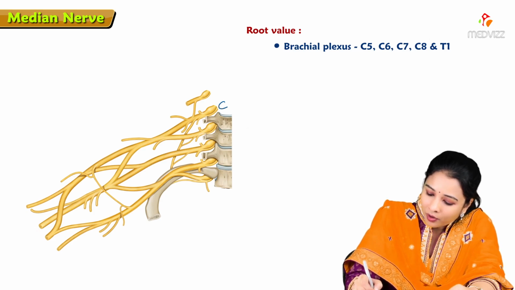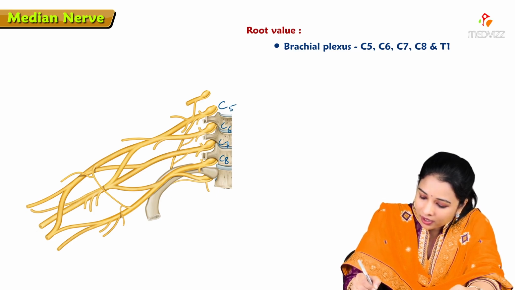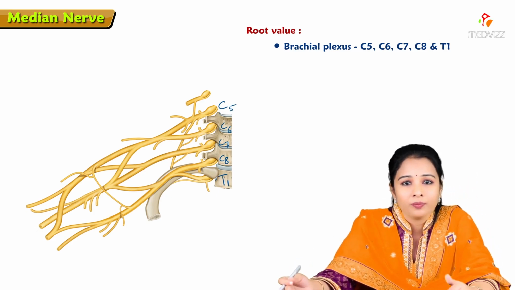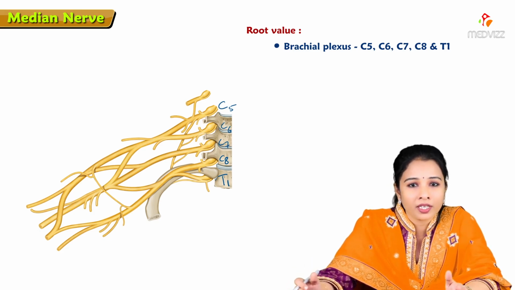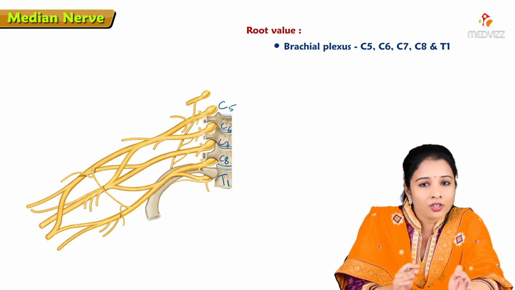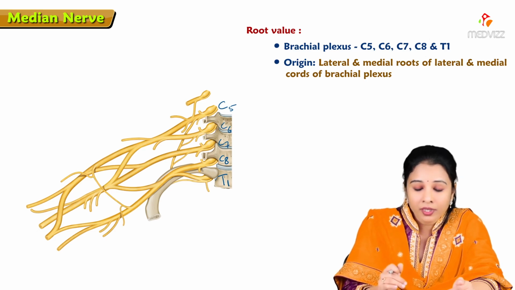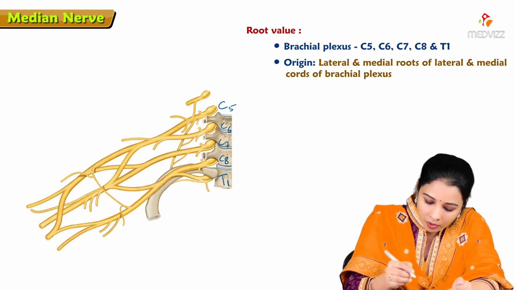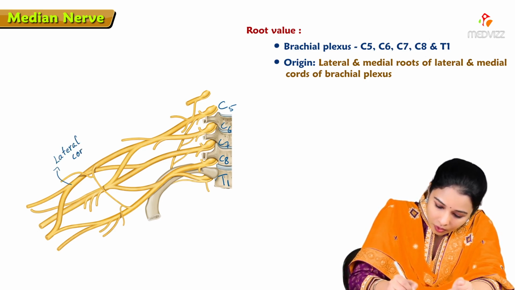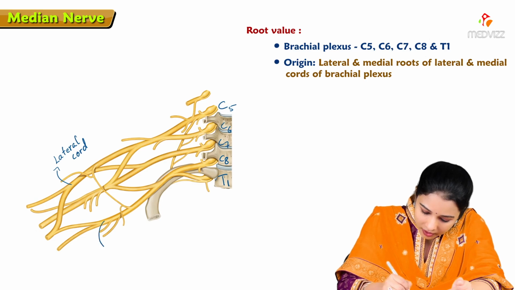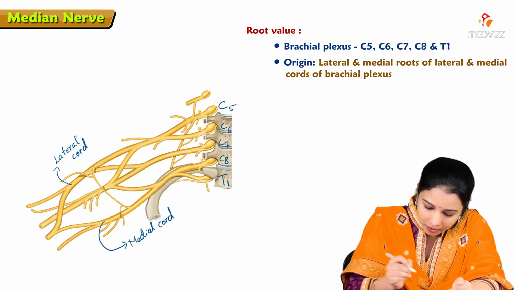So we know the root value of brachial plexus is C5, C6, C7, here is the C8, and last is the T1. So the ventral rami of C5 to T1 gives rise to the brachial plexus, and if you see the origin of the median nerve, it is from the lateral cord as well as from the medial cord of brachial plexus. So among this is the lateral cord of brachial plexus, and what we are seeing here, this is the medial cord of brachial plexus.